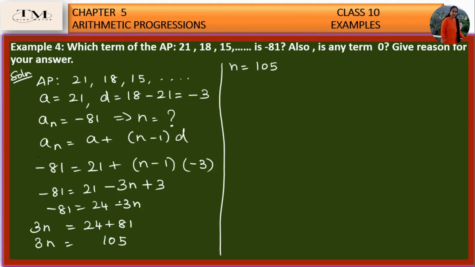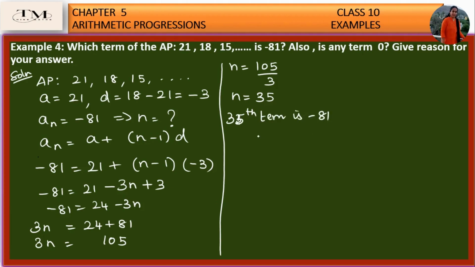Since 3 is in product, when the side changes, it will be in division. So 105 divided by 3: 10 goes 3 times, 3 3s are 9, balance is 1. So it is 35. It means the 35th term is minus 81.